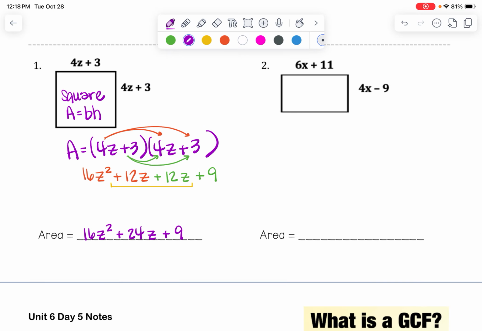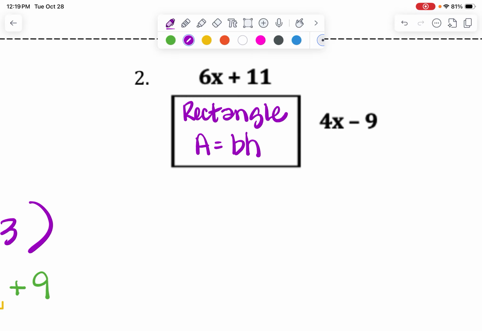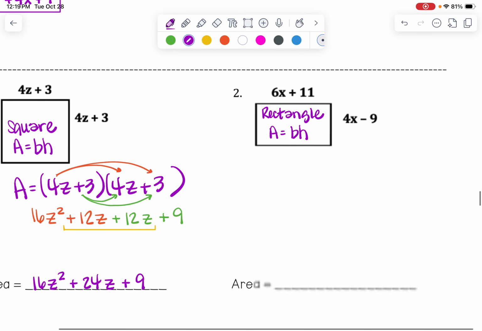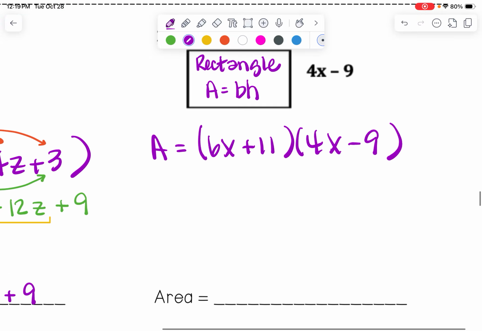Okay, let's do it one more time, and then we're done. So this is a rectangle. Rectangles also have an area formula of base times height. So we're going to do the exact same thing that we just did. So my base is 6x plus 11, and my height is 4x minus 9, or vice versa. It doesn't really matter which one you're calling the base and the height because we're multiplying anyway, and order doesn't matter when we multiply.